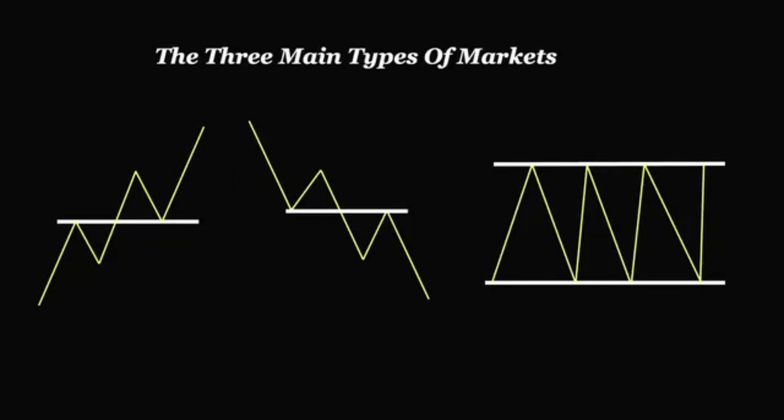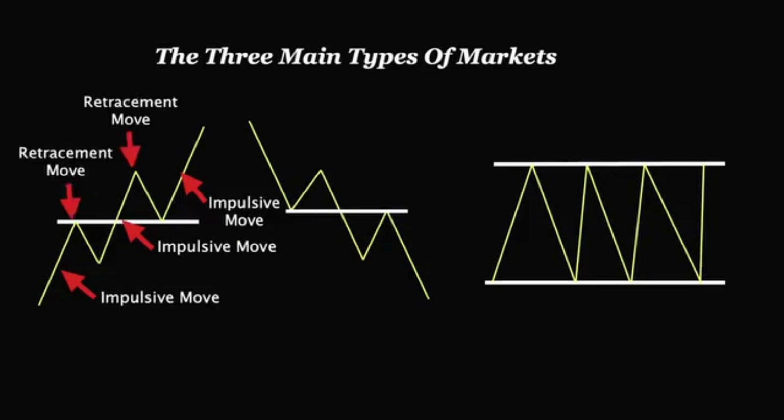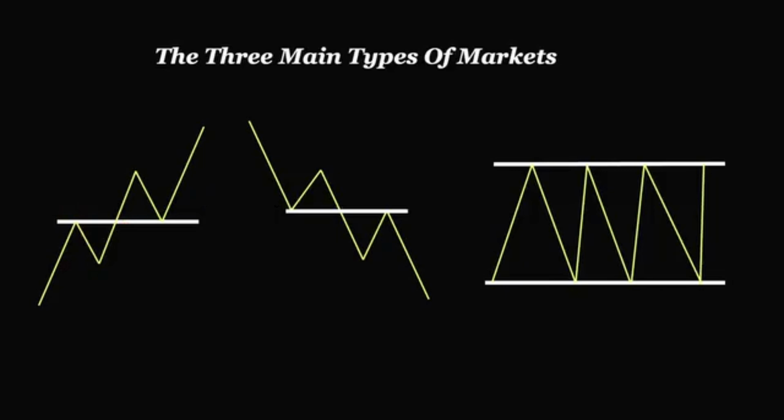There are two essential moves here: an impulsive move, where buyers push prices up, and a retracement, which is a temporary pullback caused by buyers taking some profits. This pullback creates a chance to enter as the market prepares for the next impulsive move. Think of the retracement as a pause before the buyers take control again.